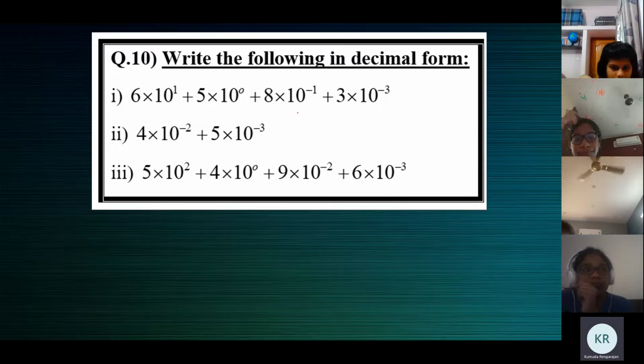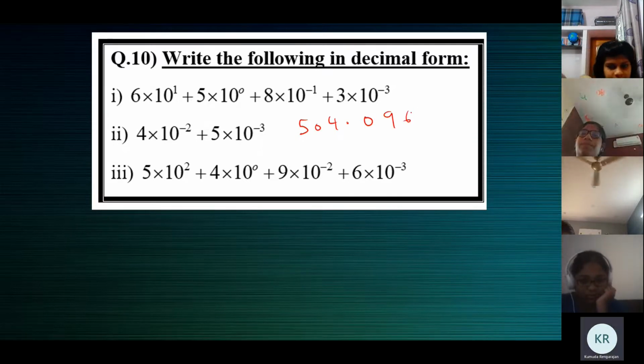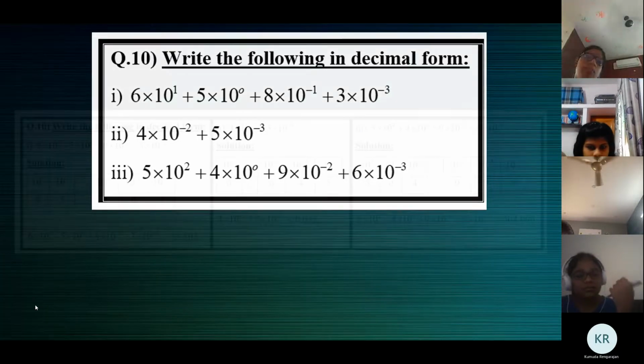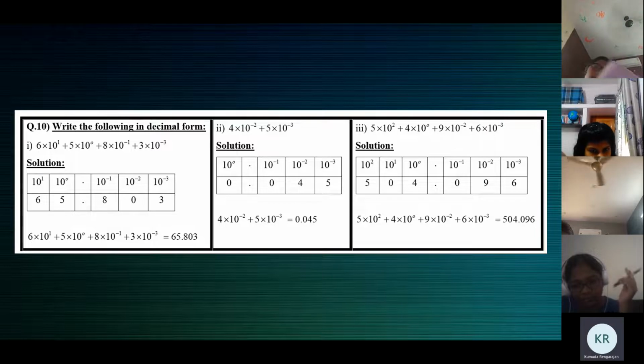Yes, Bhavishya, the third one. Ma'am, 504.096. Correct? Yes, ma'am. Others, got the same answer? Yes, ma'am. Very good. I'll just wait for some time. If you want to make any modifications in the answer, you can do it.